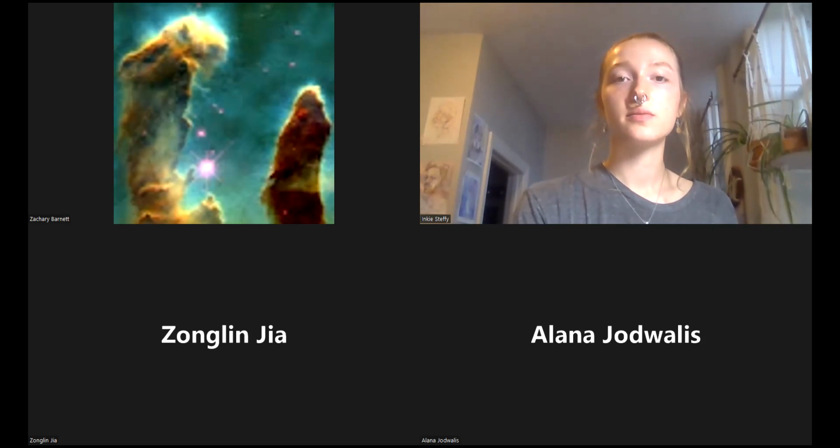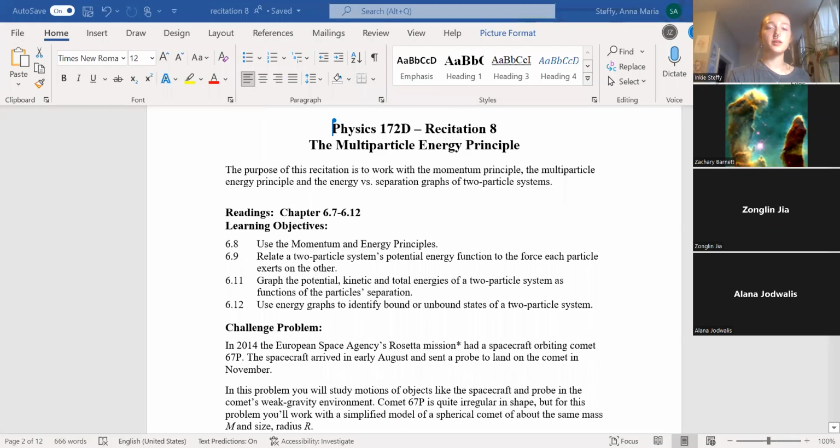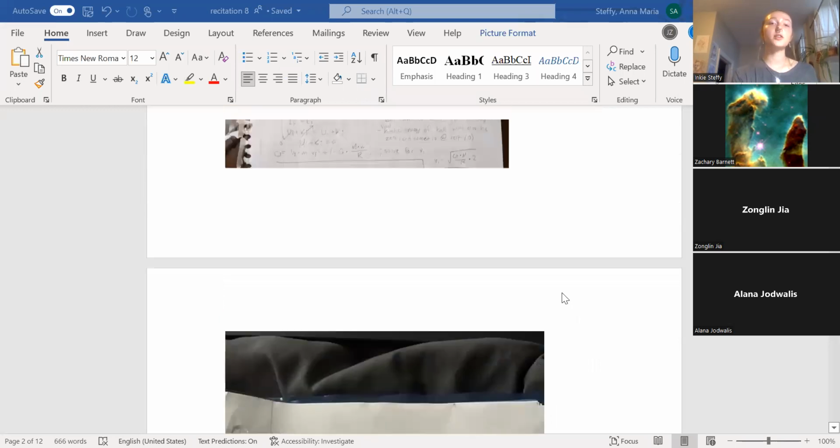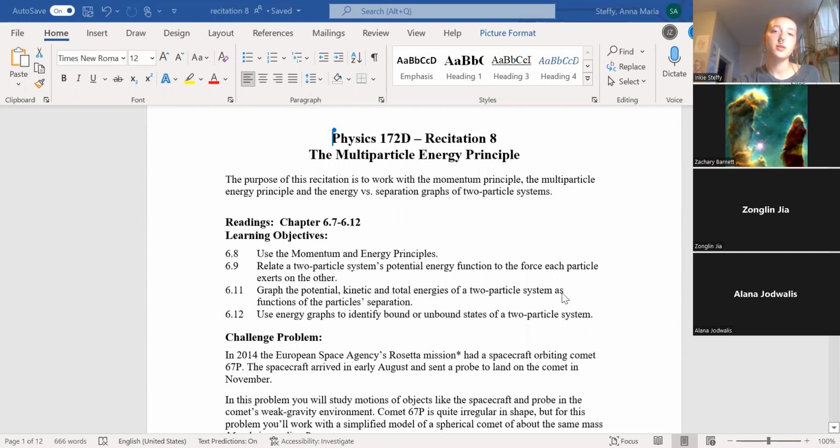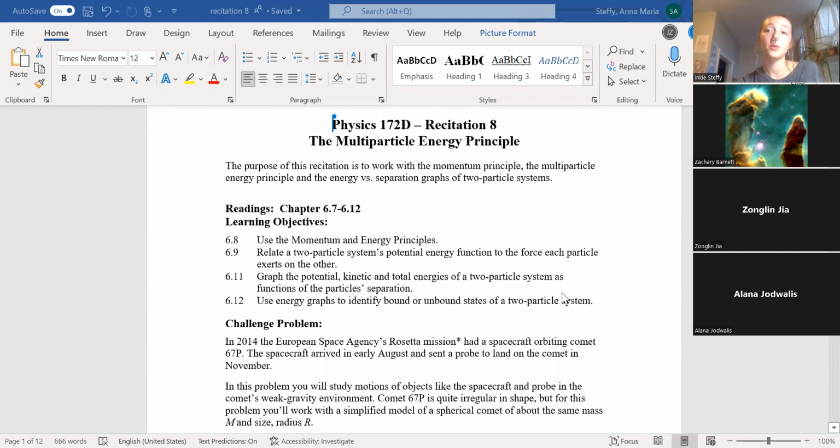This is our shared document. We have a lot of collaboration, a lot of work. And here, we're doing the multi-particle energy principle.